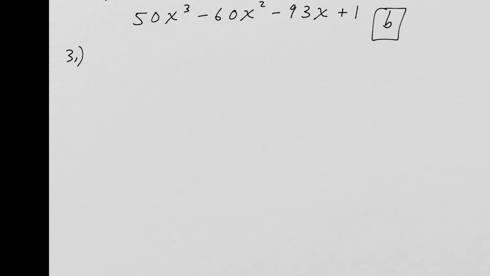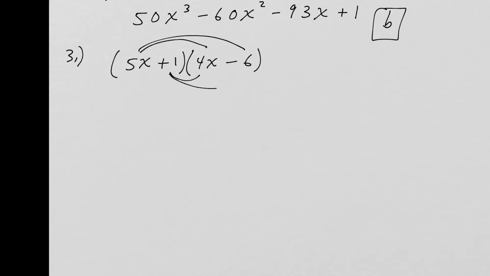Okay, 3. Actually, 3, they're just asking us to multiply these two binomials together. 5x plus 1, and then 4x minus 6. So remember, when you multiply a binomial times a binomial, you could use FOIL, but FOIL is nothing more than the general technique of taking one term in the first polynomial and multiplying by every term in the second polynomial, and doing the same thing with the other term in the first polynomial and multiplying it by every term in the second polynomial. If you use FOIL, then we're multiplying the first terms together, 5x times 4x.